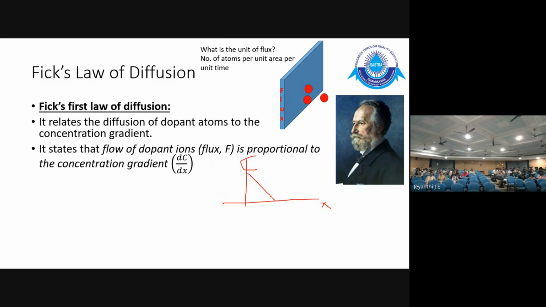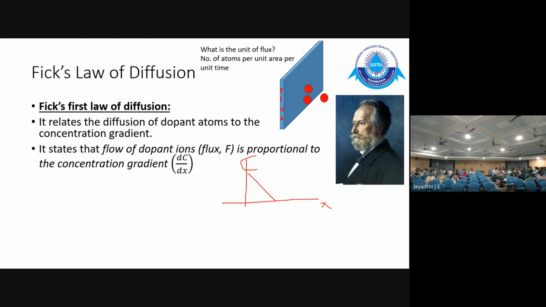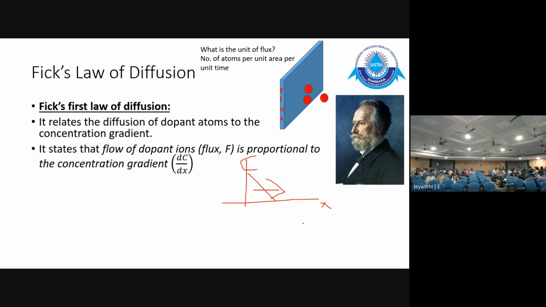Dopants always move from where to where? Higher concentration to lower concentration. So where is the higher concentration here? Left or right? How will the dopant move? Left to right or right to left? Left to right. Exactly. So dopant movement is going to be left to right because there is a higher concentration here, lower concentration on the other side, the right side. So the dopant is going to move from left to right.